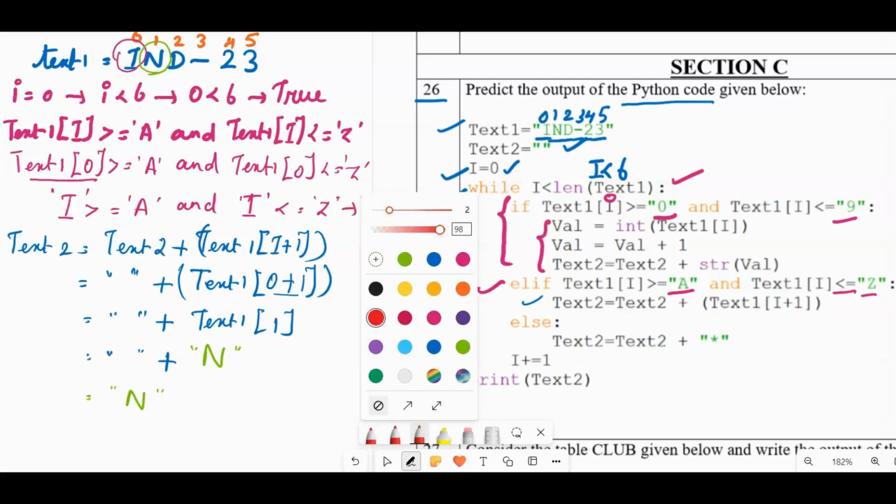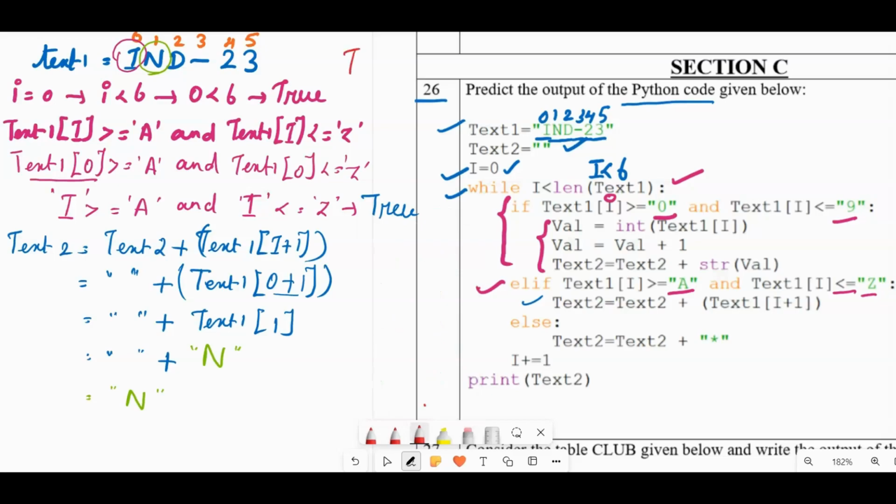And I am updating this value in text 2. So here is the result: text 2 is now updated with the character capital N. The next iteration takes place. The else part will not work and it will move on to I plus equal to 1. So the I value is getting incremented. What is meant by I plus equal to 1? It means I is equal to I plus 1. Initially the value of I is 0, so 0 plus 1 is 1. Now the I value is 1.